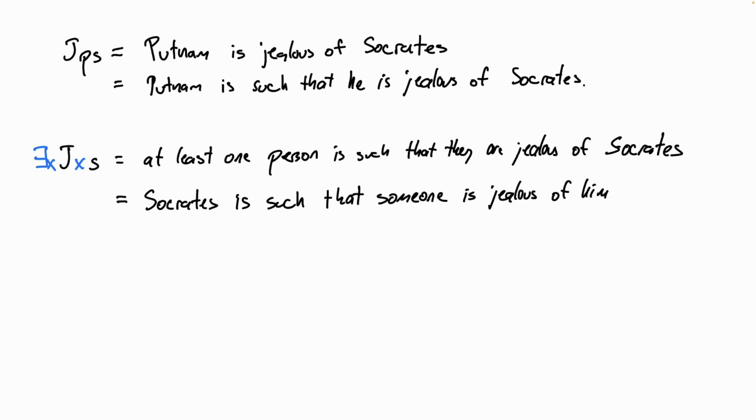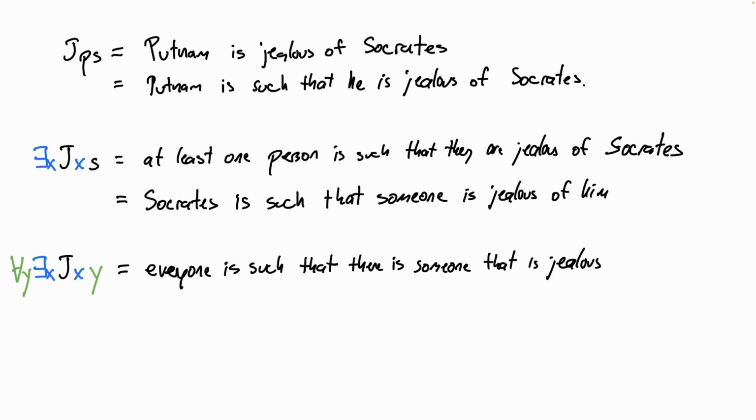So if we were to then universally quantify on S, the resulting formula would say that everyone satisfies that condition. That is, everyone is such that there is someone that is jealous of them. In other words, everyone has someone who is jealous of them.